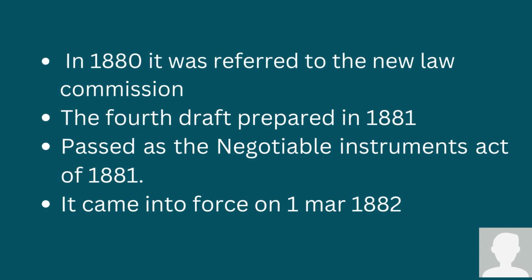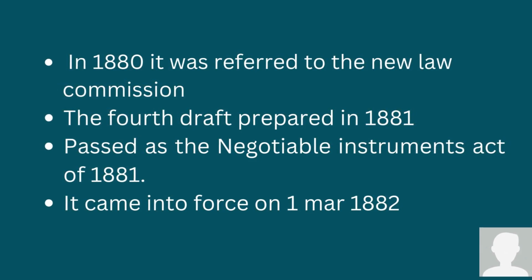commission. On the recommendation of the new law commission, the bill was redrafted and again it was sent to a select committee, which adopted most of the additions recommended by the new law commission. The draft thus prepared for the fourth time was introduced in the council and was passed into law in 1881, being the Negotiable Instruments Act 1881. It came into force on 1st March 1882.